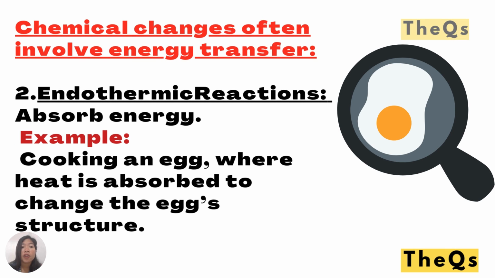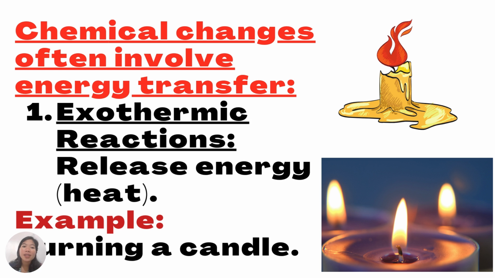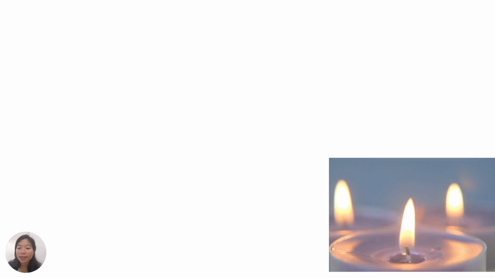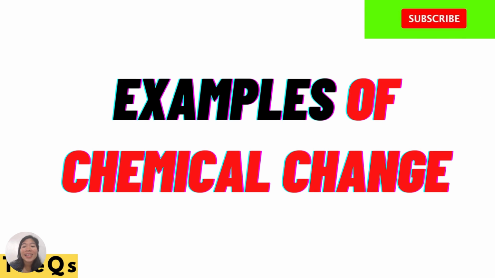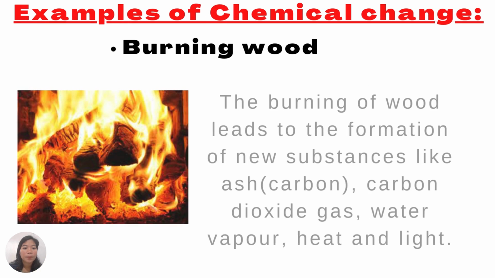Chemical changes often involve energy transfer. Like an endothermic reaction, it absorbs energy. It doesn't release energy but absorbs, like cooking an egg, where heat is absorbed to change the egg's structure. Take note of the first, the exothermic reaction, it releases energy or heat, and the second one, the endothermic reaction, it absorbs energy like cooking. I hope it's clear.